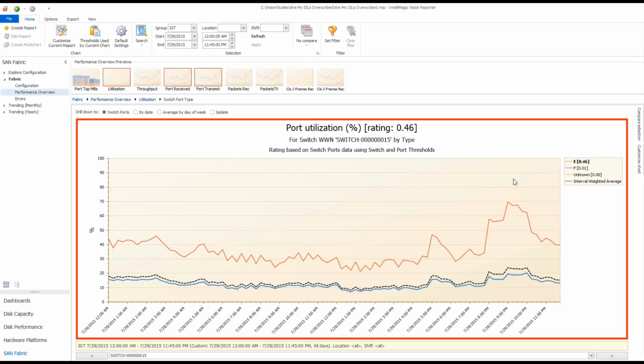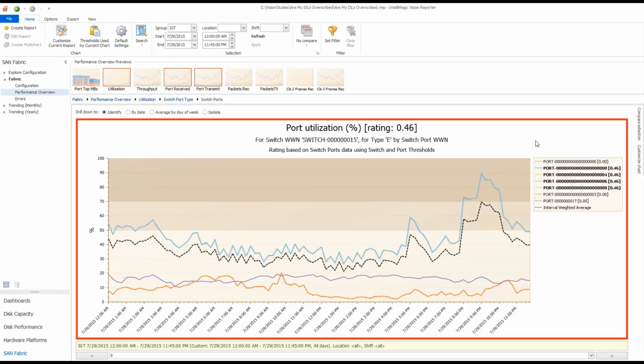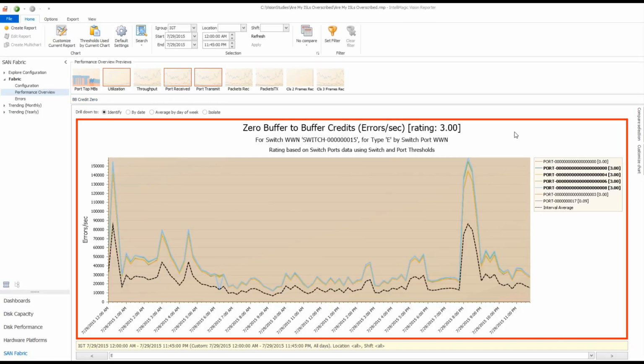We will drill further down to the individual E ports by selecting the E port line in the chart. There are 4 ports in the legend that have a rating of 0.46. During the peak period around 8:30, the utilization averages 90% for these 4 ports. This is very busy and is most likely contributing to buffer credit shortages at this time. Now let's look at the buffer credit shortages at this time. During the period from 8 to 9 p.m., there were a significant number of buffer credit shortages.